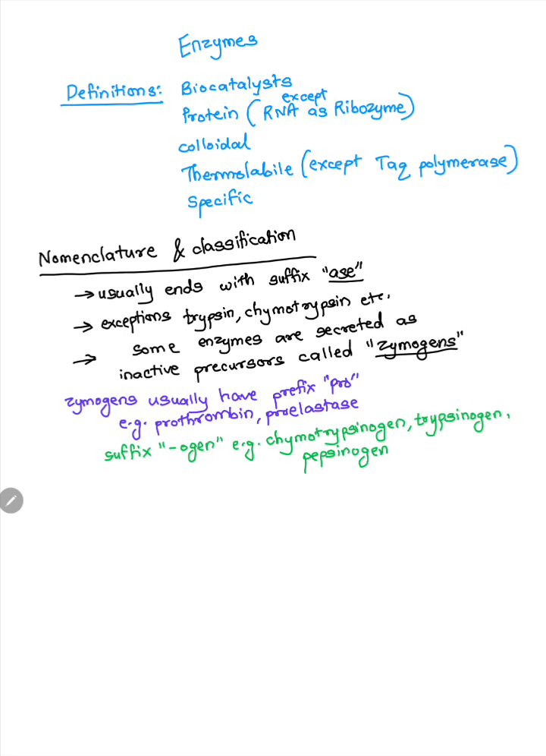And we don't want the enzymes to be active in the pancreas. We want the enzymes to be active in the small intestinal lumen, in the duodenum, where they will cause breakdown of proteins into amino acids as a part of digestion. That is why they are secreted as precursors. These zymogens usually have the prefix pro, like prothrombin, proelastase, not always, but sometimes. And they usually have the suffix ogen, like chymotrypsinogen, trypsinogen, pepsinogen. Active forms will be called chymotrypsin, trypsin, pepsin. So that is about the general casual nomenclature of the enzymes.